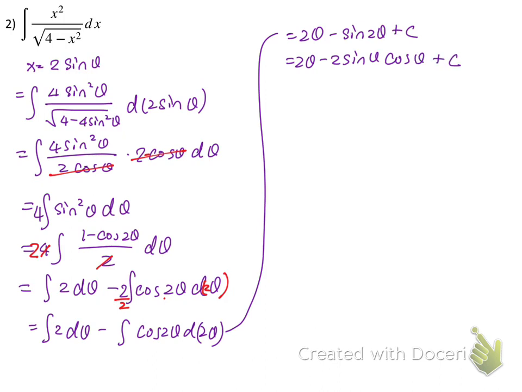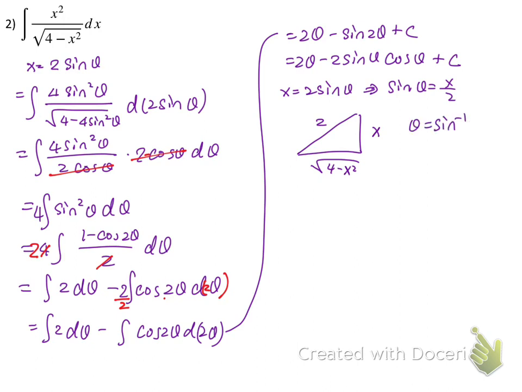And when you have sine theta and cosine theta, when you have trig functions of theta itself, you can find them. My x equals 2 sine theta, which means sine theta is x over 2. So here I am, opposite is x, hypotenuse is 2, then the adjacent will be the square root of 2 squared minus x squared. And also, theta is sine inverse of x over 2, since sine theta equals x over 2. You take its inverse.